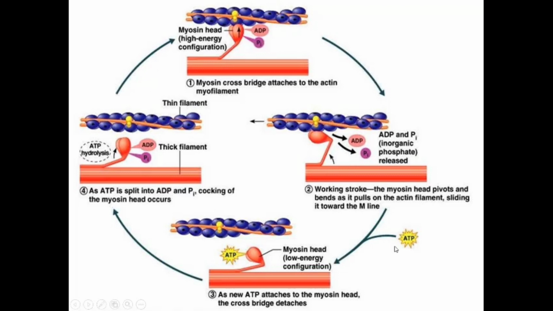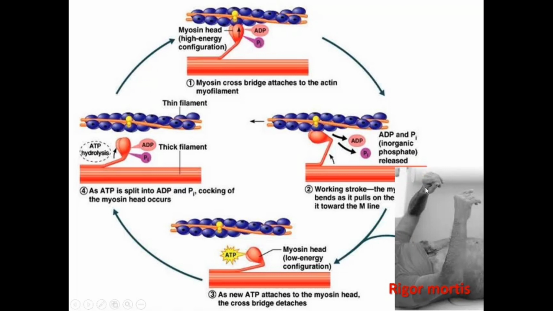After death, because the mitochondrial activity has stopped, we don't have new ATP to detach the head of myosin, so this creates rigor mortis, the rigidity of muscle. In the dead body, usually after this, we have this rigidity called rigor mortis, because we have an attachment and a contraction in all of the muscles.